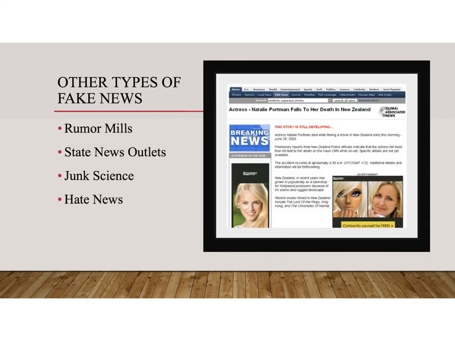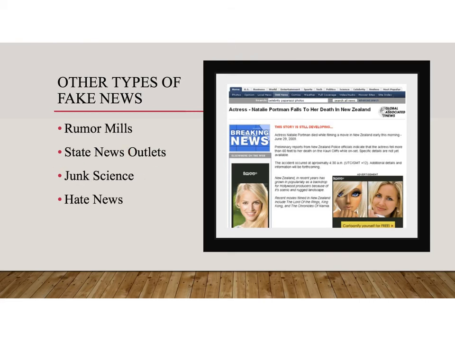Now, there are other types of fake news out there, and we can go in depth a lot more, but I think just talking about these really quick is good enough. You have rumor mills. So a lot of celebrity gossip websites, Natalie Portman fell to her death in New Zealand, obviously was not true. It's a fabrication, but Global Associated News is a rumor mill. State news outlets are basically news outlets that are controlled by the government. So if you go to North Korean news or Russian state news, obviously the government controls the news outlets there. There's no First Amendment rights in those places. So of course you have to be very skeptical when it's coming from a propagandist government.